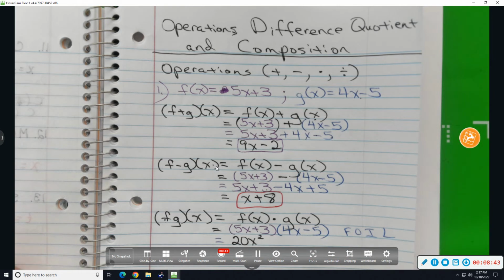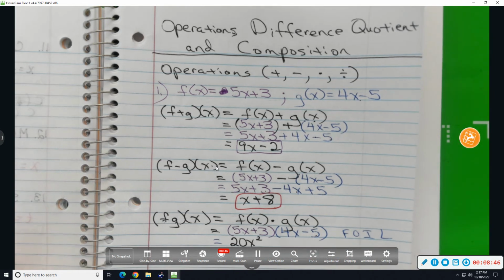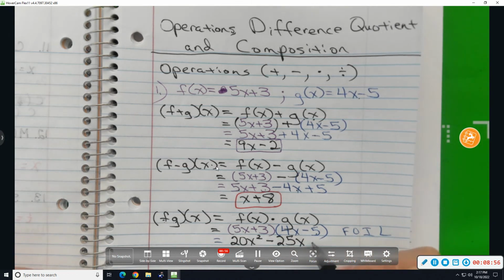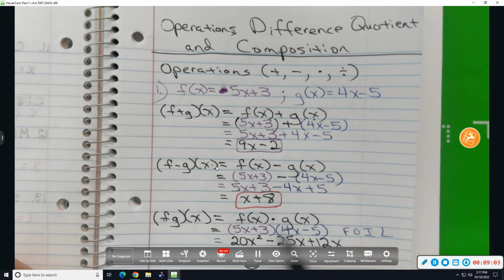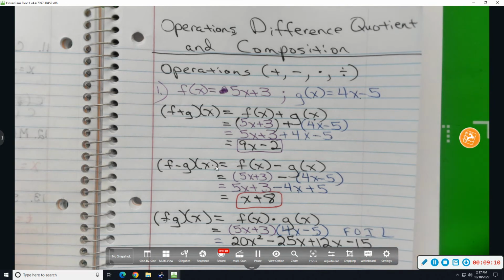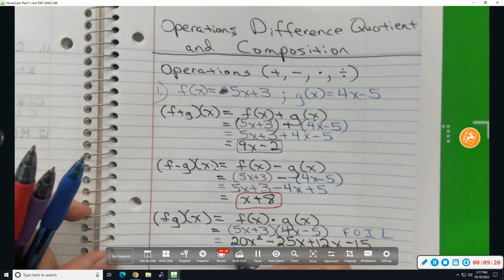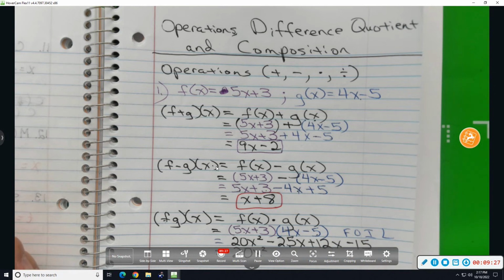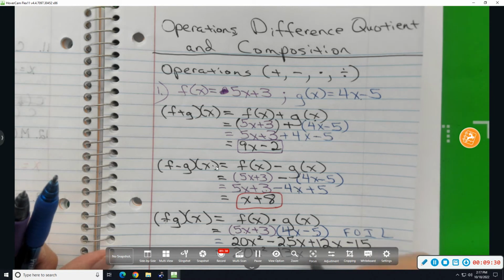Outer. 5x times negative 5 equals negative 25x. I agree. Inner, the 3 times 4x. That's 12x. Plus 12x. And last, negative 15. Okay, 3 times negative 5 is a negative 15. And then we're just combining like terms. Multiplication of functions is just plain old algebraic multiplication. So we have 20x squared, negative 25x plus 12x gives us negative 13x minus 15.